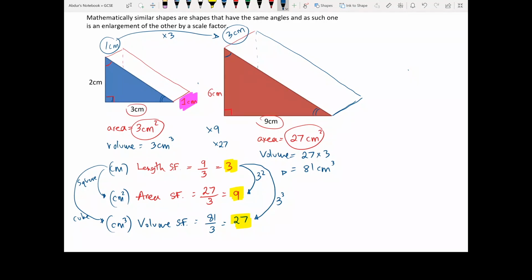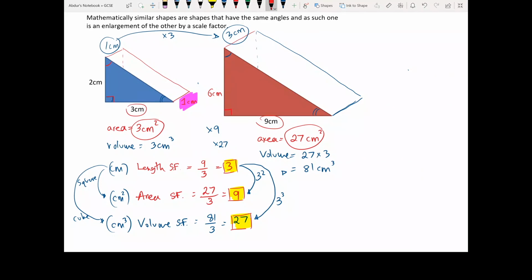So if I know what my length scale factor is, suppose it is 3, we would simply square it to get to the area scale factor, and we would cube it to get to the volume scale factor. Now, if I started off with my volume scale factor, then I can cube root to get to my length scale factor, and then I would square it to get to my area scale factor.